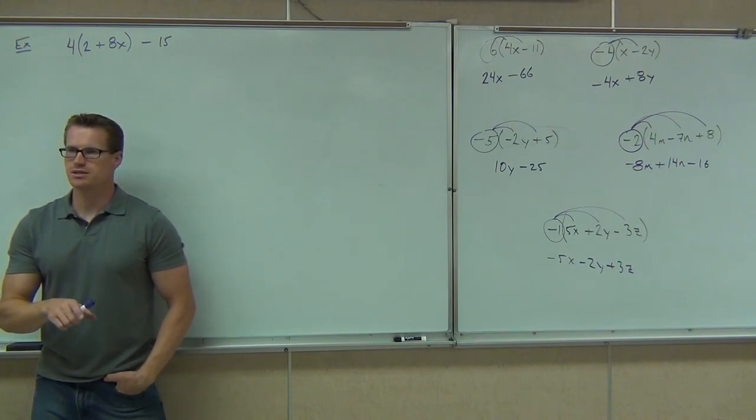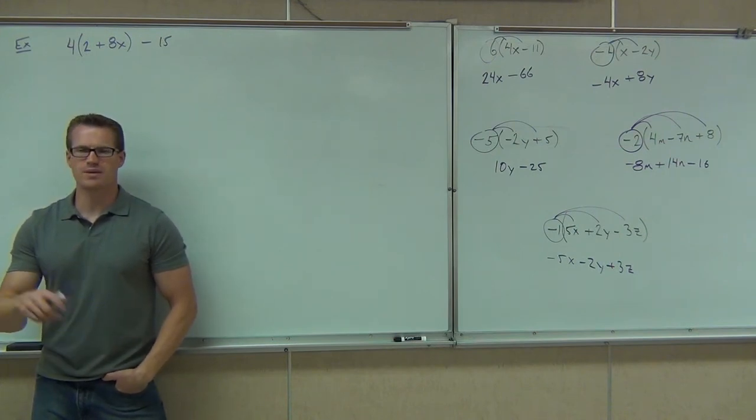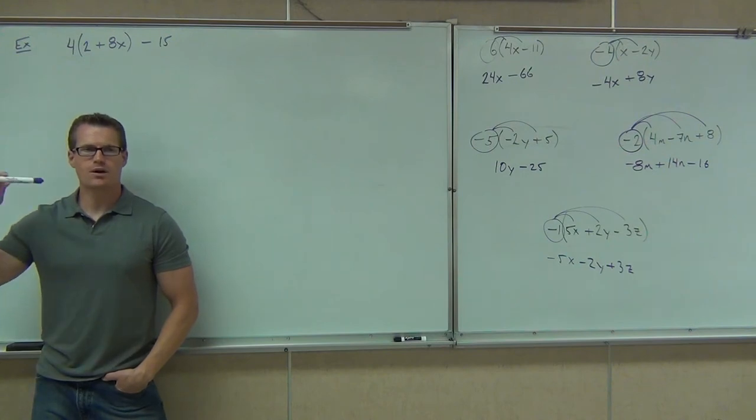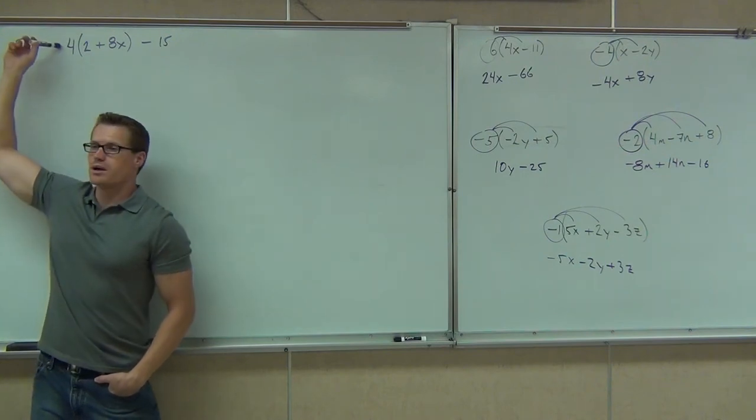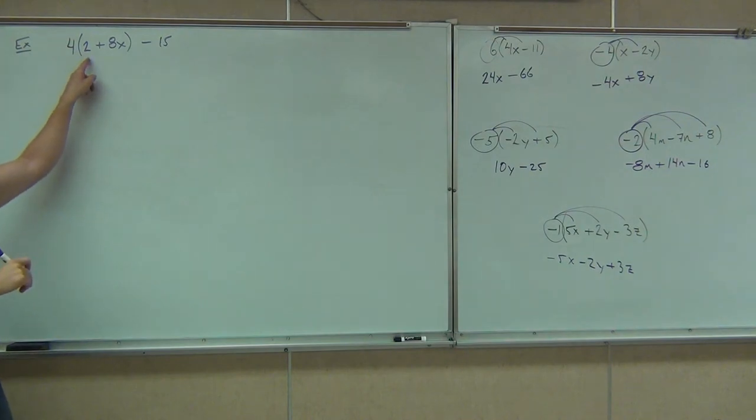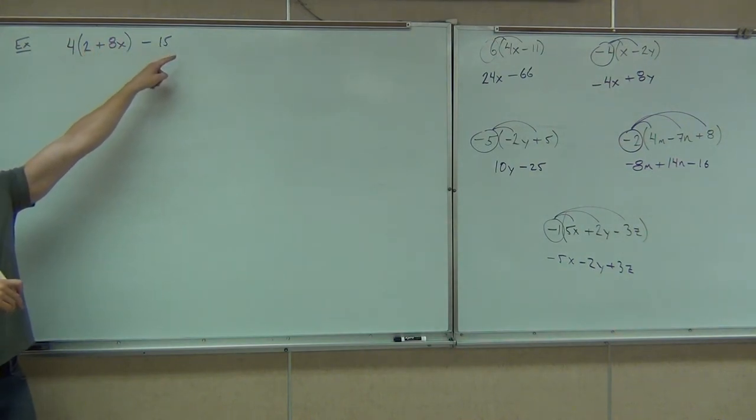My question to you is this. Let's look up at the board here real quick. I know some of you are doing this on your own. That's great. I'm glad for you. I want to know, does this 4 get distributed to the 2 and the 8? Just the 2, just the 8? The 2, the 8, and the 15. Which one? 2 and 8. What about the 15?